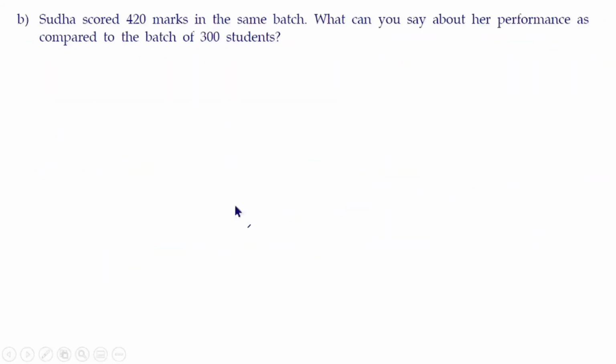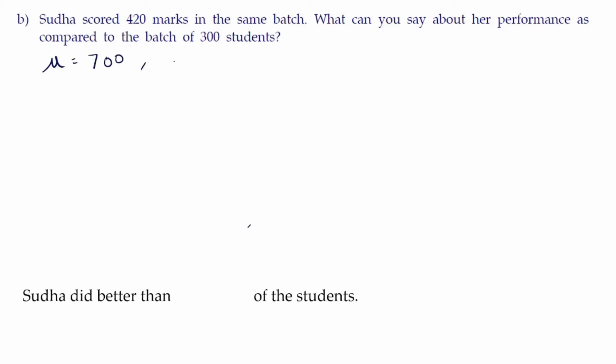Now we will see the next subdivision. Sudha scored 420 marks in the same batch. What can you say about her performance as compared to the batch of 300 students? So here Sudha has scored 420 marks in the same batch. Now we have to compare her performance among the 300 students. So here again the mean is 700 and the standard deviation is 180. It was given in the first subdivision.